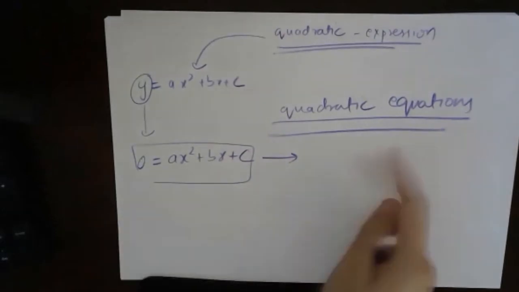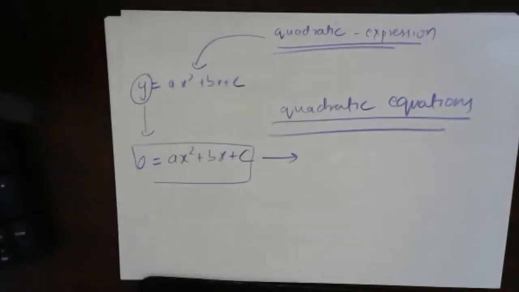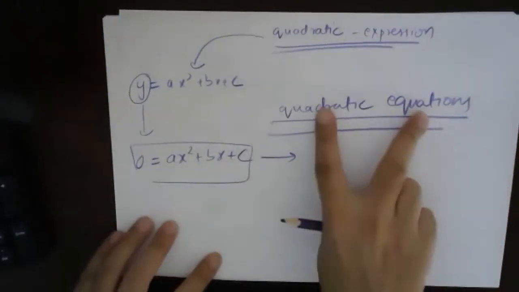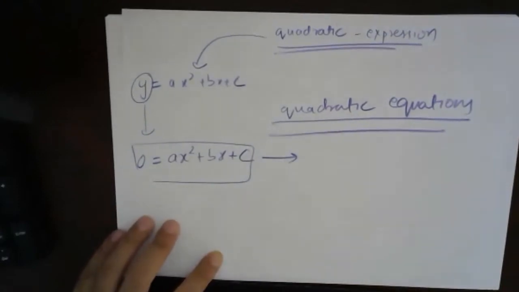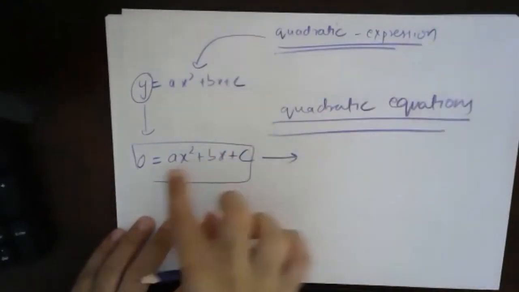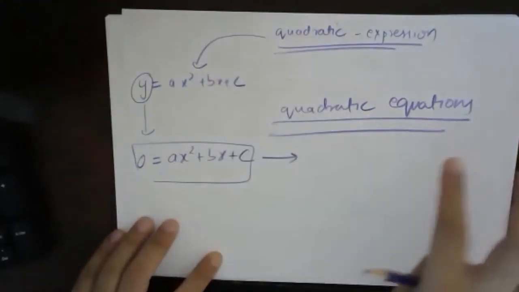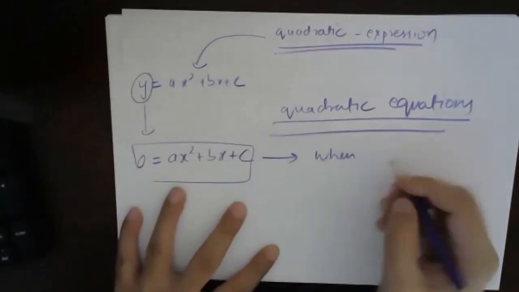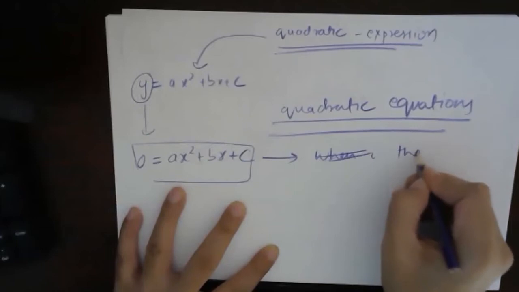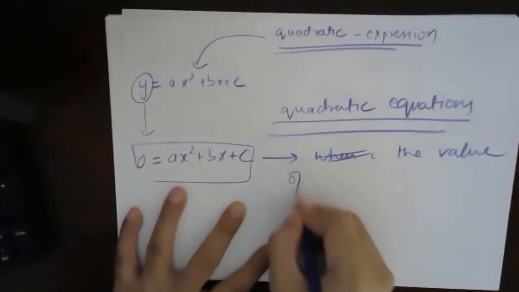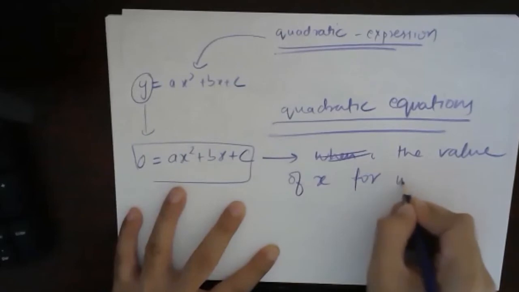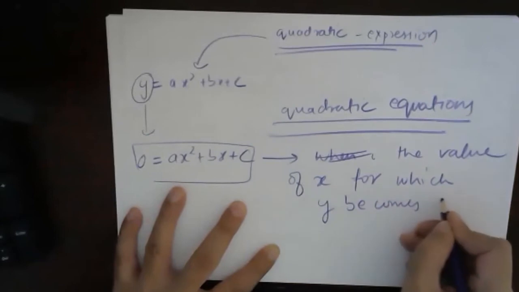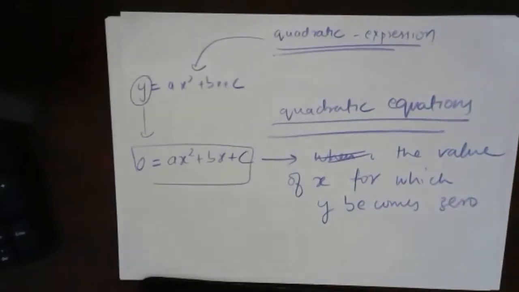What is so special about a quadratic equation, and why is it different from a quadratic expression? For a quadratic equation, the only difference is that it is the value of x for which the curve touches the x-axis, or the value of x for which y becomes 0, right? Y becomes 0.